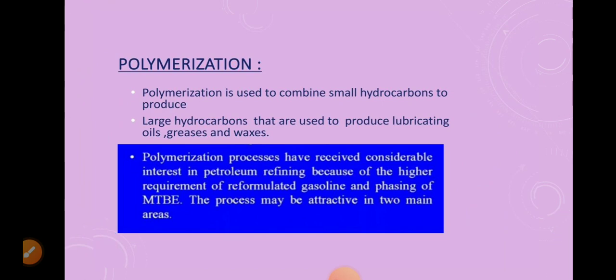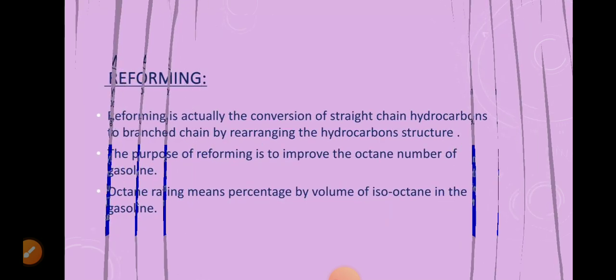Next is the polymerization. Polymerization is actually a unit process. It is used to combine small hydrocarbons to produce large hydrocarbons that are used to produce lubricating oil, greases and waxes. As such, it has no role in the production of petroleum, but it has a major role in the production of oils, greases, waxes and lubricants. Polymerization processes have received considerable interest in petroleum refining because of the high requirement of reformulated gasoline and the phasing out of MTBE. The process may be attractive in two main areas, petroleum industry and petrochemical areas.